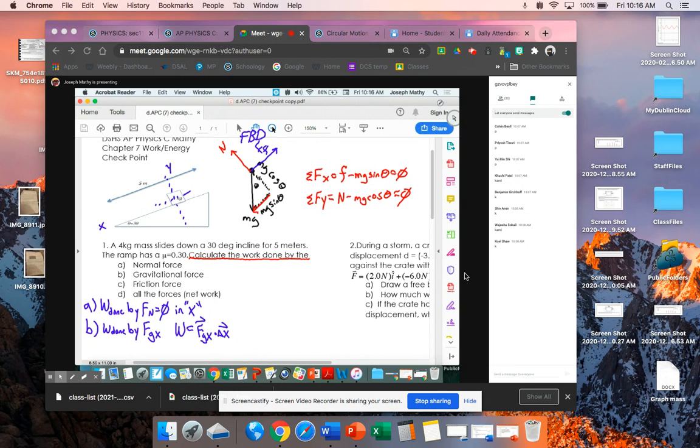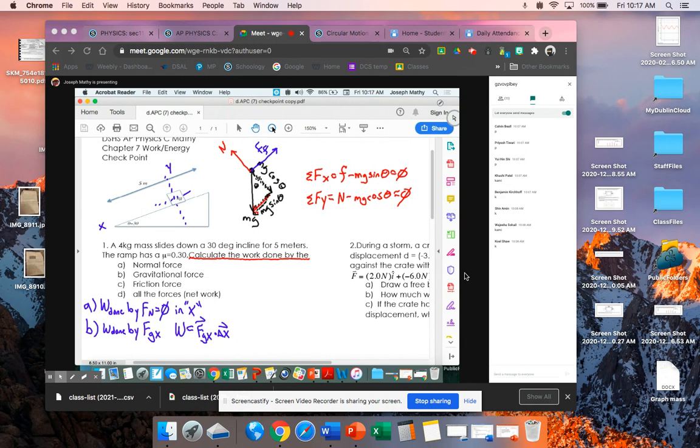is going to help me visualize these relationships. And important in these relationships is the fact that the mg cosine theta is a vector that goes that way. My mg sine theta is a vector that goes down the ramp. And the normal force goes up and the force of friction goes that way.